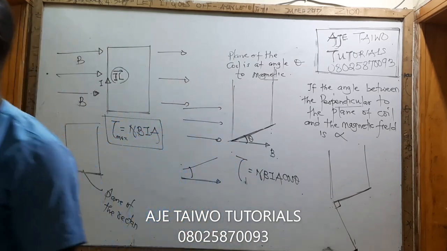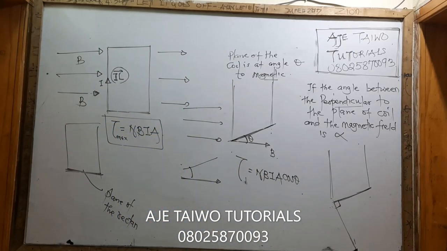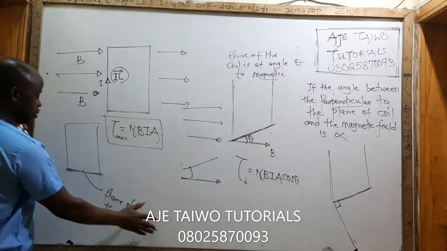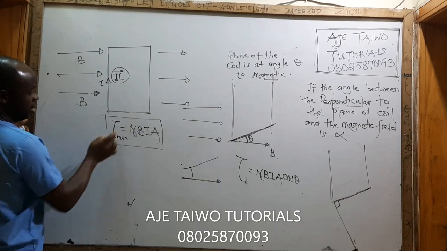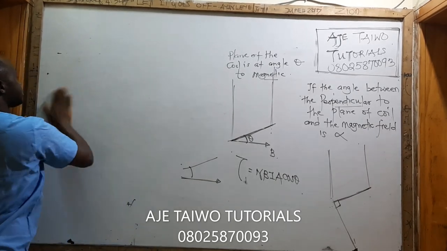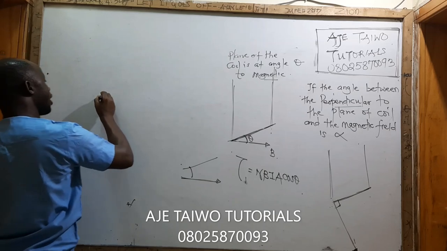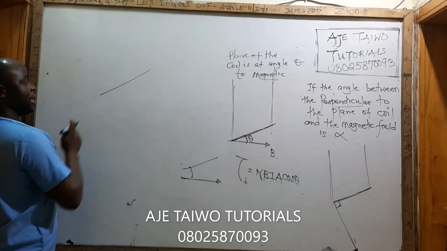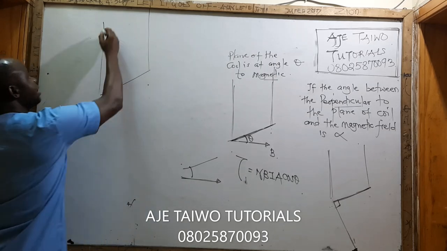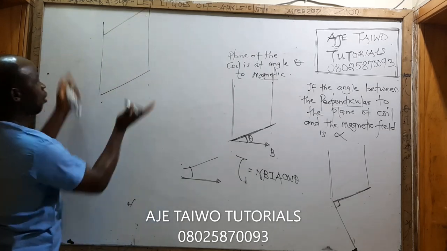Let me redraw it for you. Look at the board. I want to rub this. When they are parallel, it's NBIA. This is the plane of the coil. This is the coil. The coil is slanted.